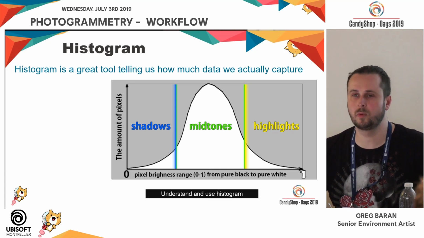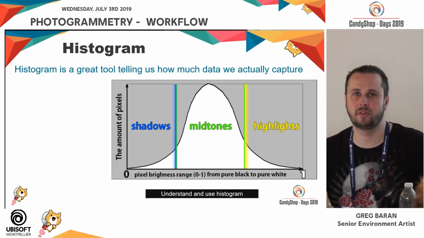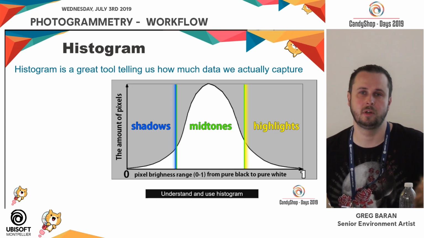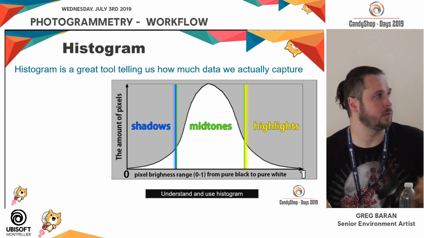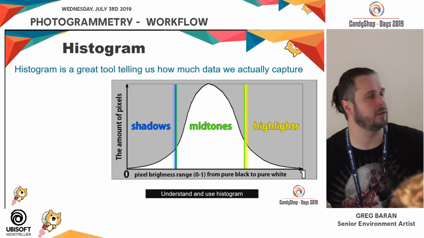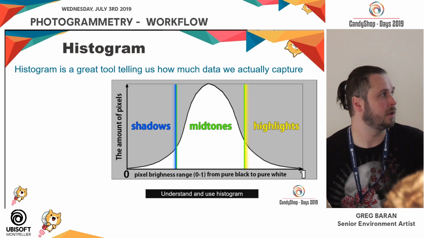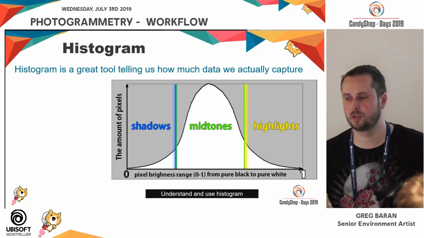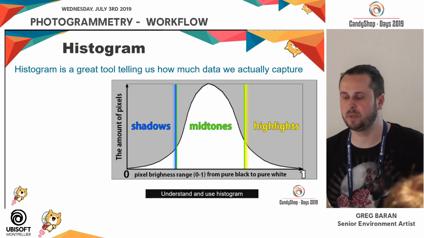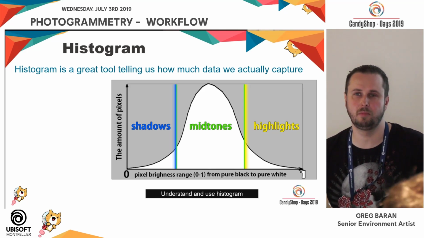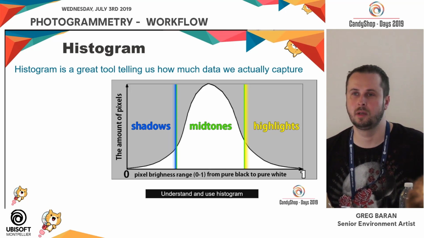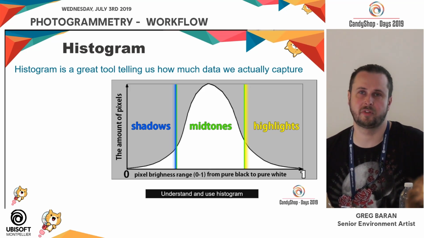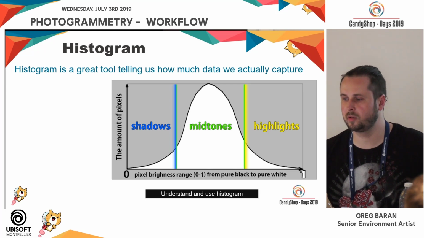The next thing, which is very useful, is the histogram. It's very useful when we are shooting images, because as I said, we are not shooting beautiful images, we are shooting data. So we should do everything to fill the entire histogram range. The best way is to have the biggest amount of data in the middle sections, in midtones. Everything on the left, these are shadows, and everything to the right, these are highlights, speculars.